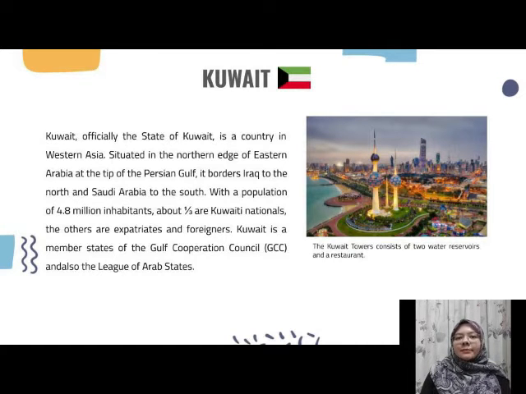The capital of the emirate is Kuwait City. The spoken language is Arabic, while English is the lingua franca. The official religion in Kuwait is Islam. Kuwait is also one of the 6 member states of the Gulf Cooperation Council (GCC) and a member state of the League of Arab States. The picture on the right side of the slide depicts the Kuwait Towers, which consists of 2 water reservoirs and a restaurant.